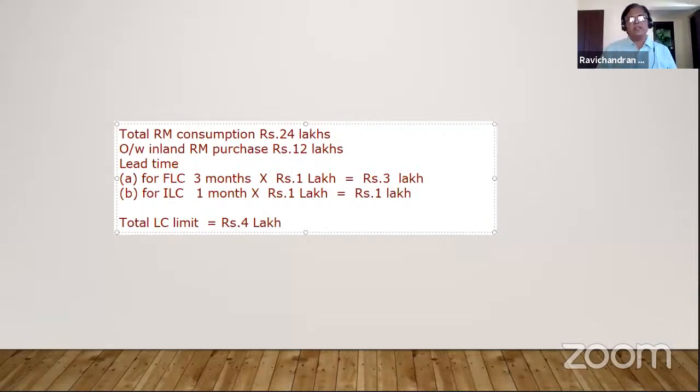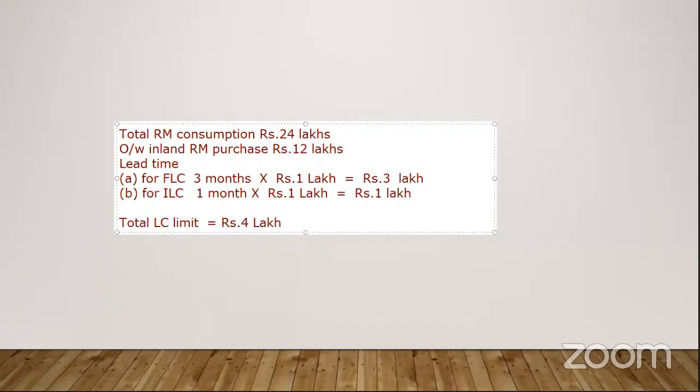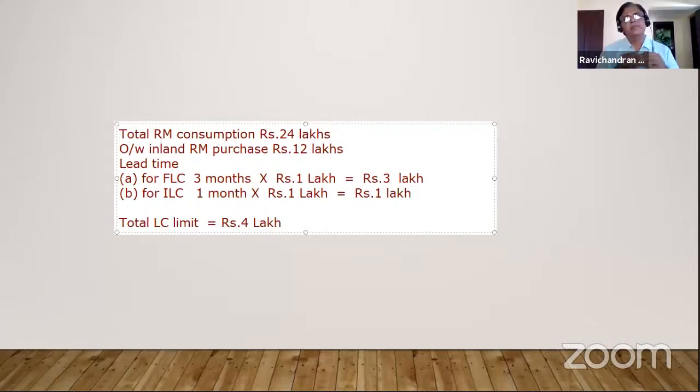So this way you have to answer. If there is no economic order quantity, just calculate the monthly consumption and multiply this with the period so that you will get the answer. Clear? Okay, sir. Thank you, sir.